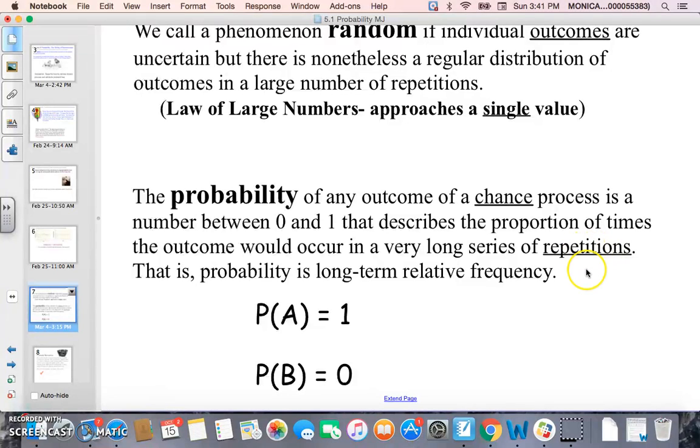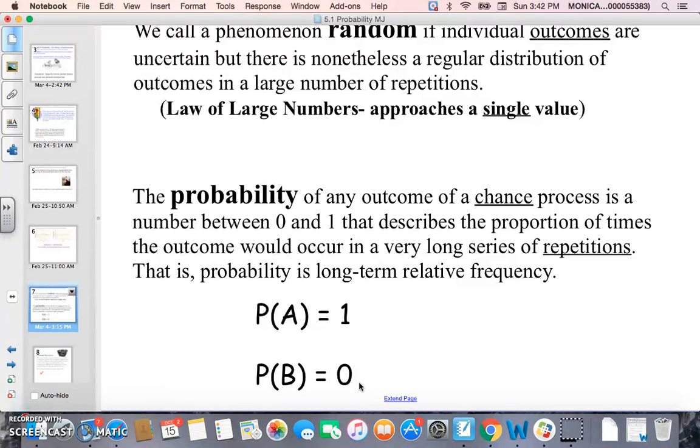And remember, repetitions means doing something over and over and over again in statistics, the more simulations you do. So probability is a long-term relative frequency. We could say the probability of some event A is 1. That means that 100% of the time it's going to occur. Or you could say the probability of event B is 0. That means it's never going to occur.